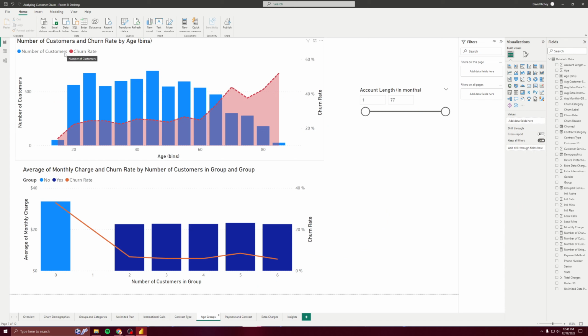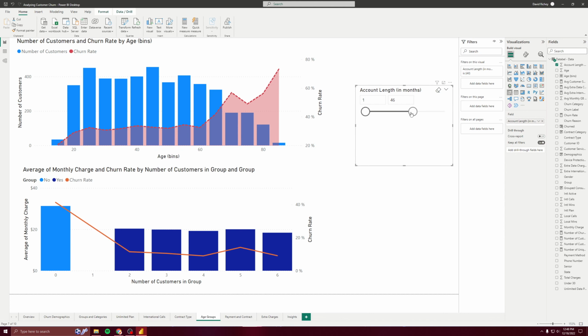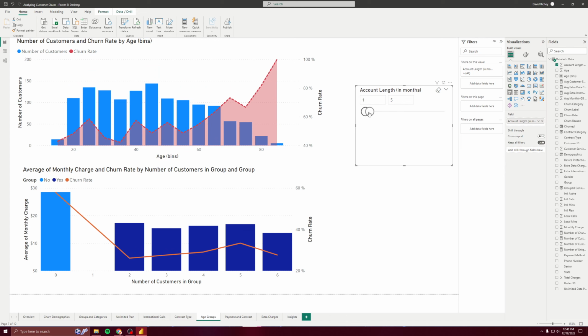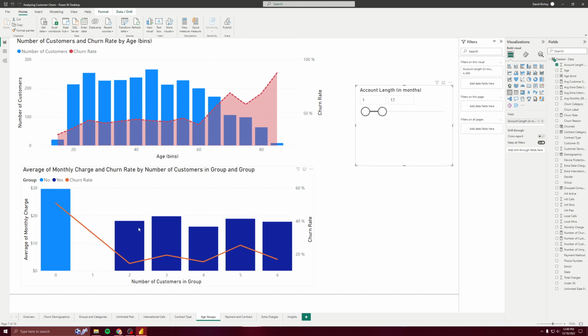Age groups. So here we use the bins again for age, every 5 it's split. So we saw that before. We have this slider where you could put in the account length. So the minimum is they stay for 1 month, and the longest active account has been for 77 months, and you could play around with it to see, like, these guys have only been a customer for 5 months, and you can see how it's affecting the rest of the charts.